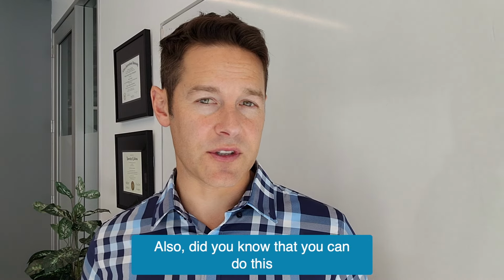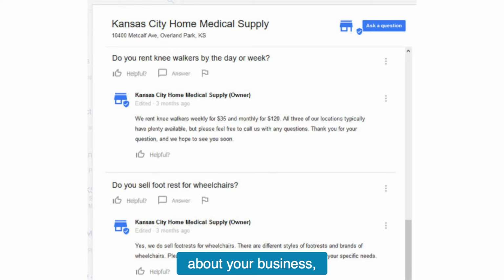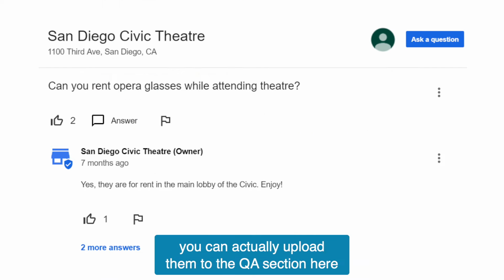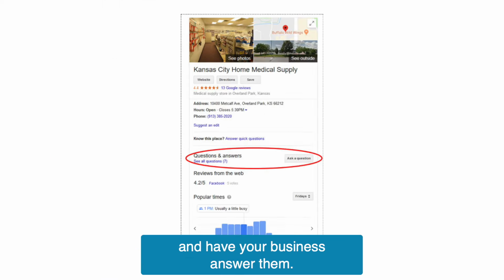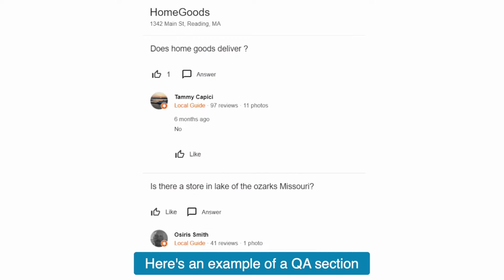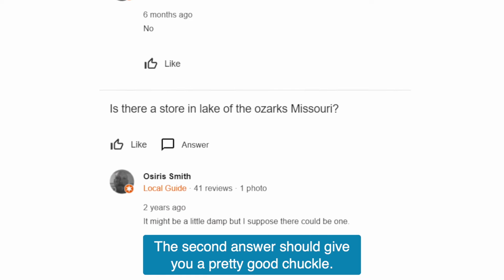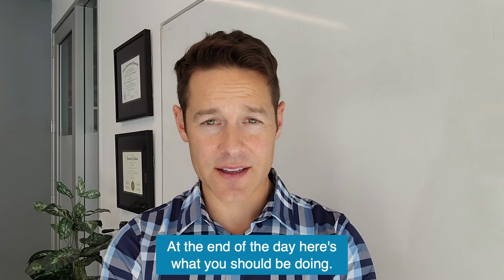Also, did you know that you could do this on Google My Business? If your customers are asking particular questions about your business, you can actually upload them to the QA section here and have your business answer them. You need to use a Gmail account to upload questions, then use your business account to answer them. Here's an example of a QA section for home goods in Reading, Massachusetts. The second answer should give you a pretty good chuckle. Not really that funny.